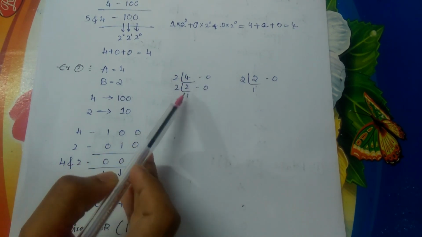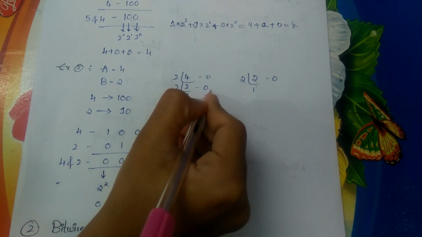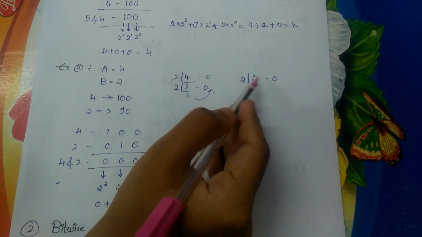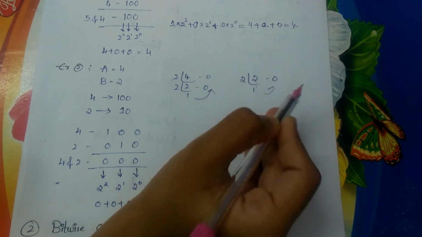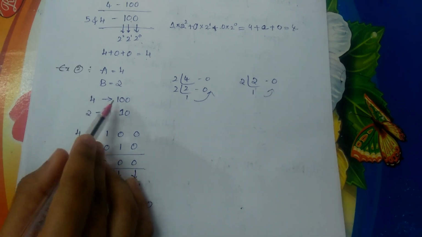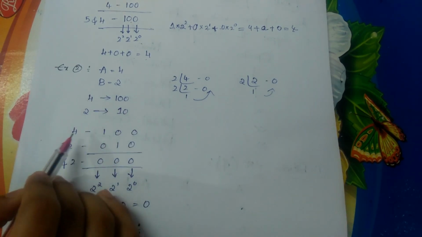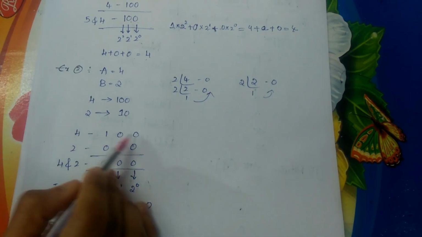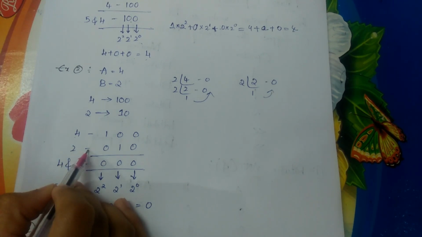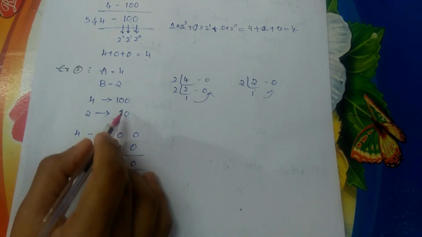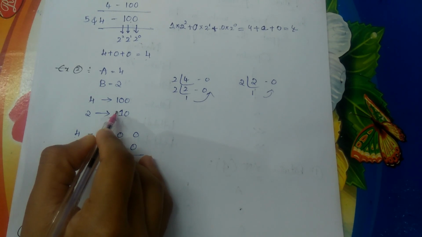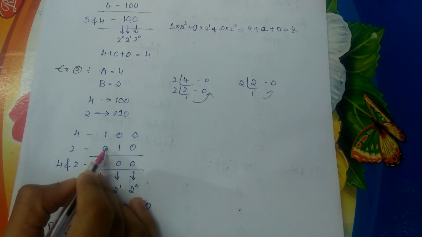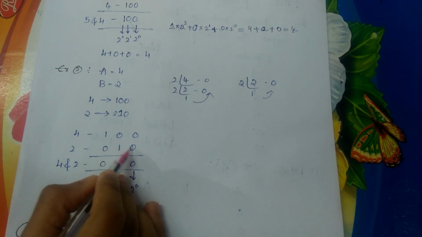The binary number of 4 is 100, and the binary number for 2 is 10. Now 4 is 100 and 2 is 10. For 2, this place is empty, so fill it with 0. After that, the binary number for 2 is 0, 1, 0.